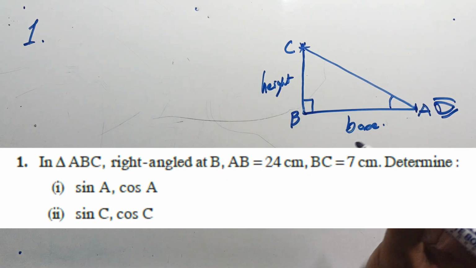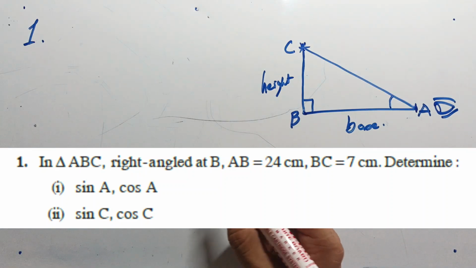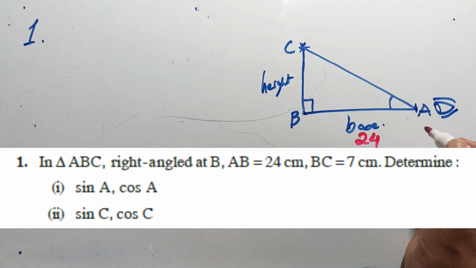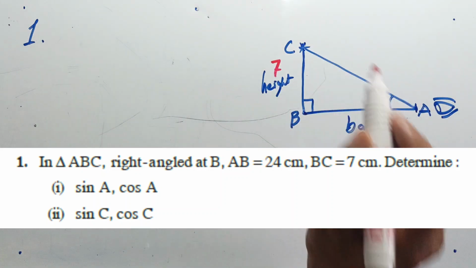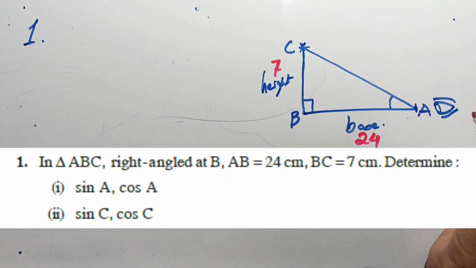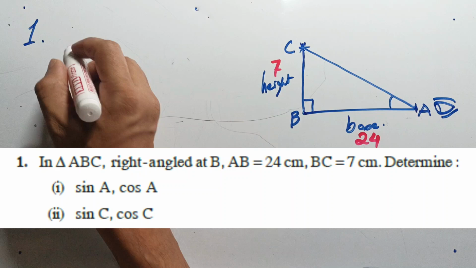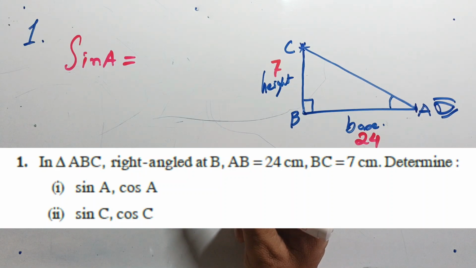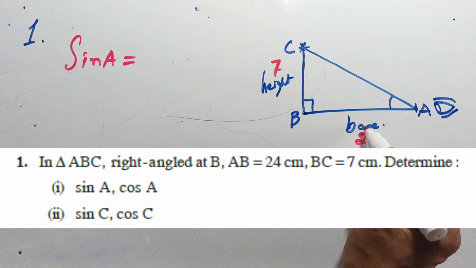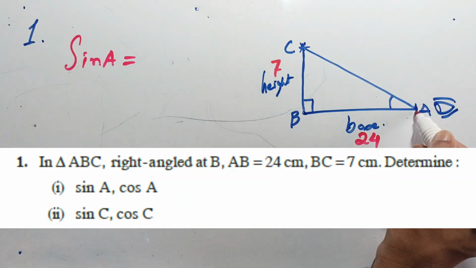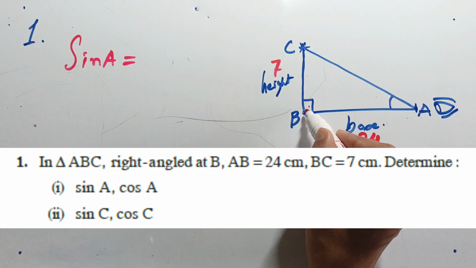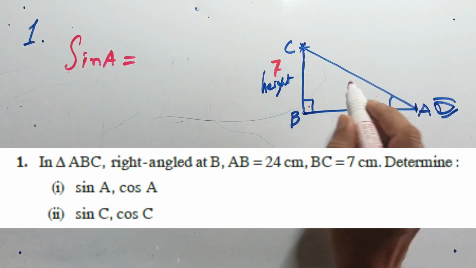Once this is done, for example, in this problem here, AB is given as 24 centimeter. This is 24 centimeter, and BC is given, which is a height, that is 7 centimeter. Okay, so with this, it is asked to calculate sine A and cos A. So definition of sine A, you should always know that. Okay, so here base, height, and this is the opposite of this 90 degree. This side, AC side, is opposite to the angle of 90 degrees. So this is called hypotenuse.